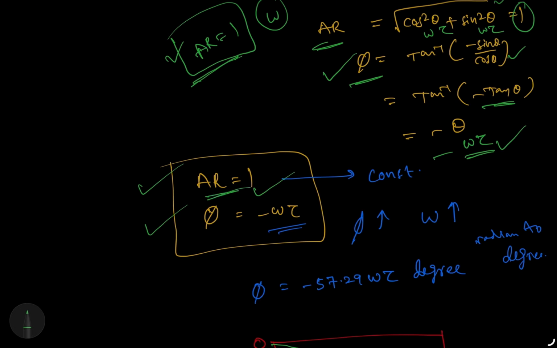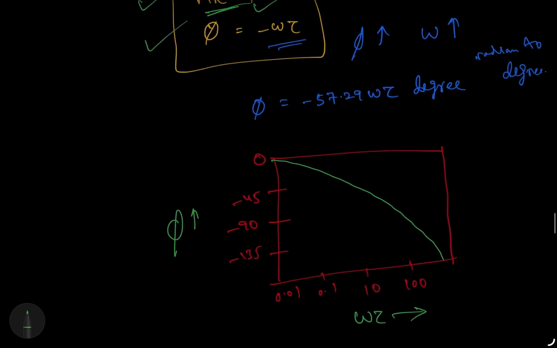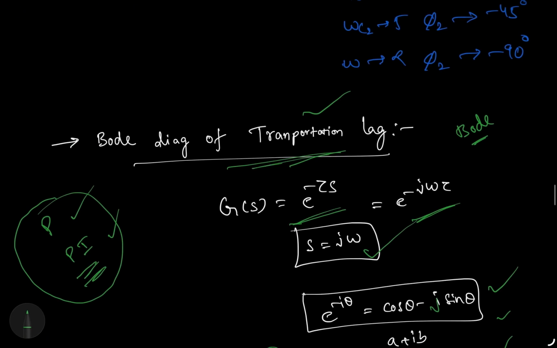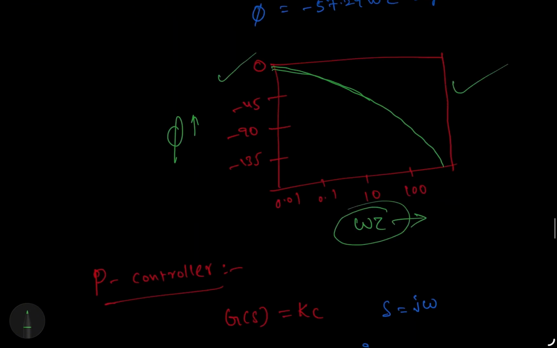So then we do not need to draw a magnitude plot. Okay, no need to plot a magnitude plot. Only the phase plot exists, and you can see from here, it will be continuously decreasing, a straight line curve when plotted against the frequency. Okay, so this is the concept behind transportation lag. If someone asks you to draw the Bode diagram of a transportation lag, you should draw this one.